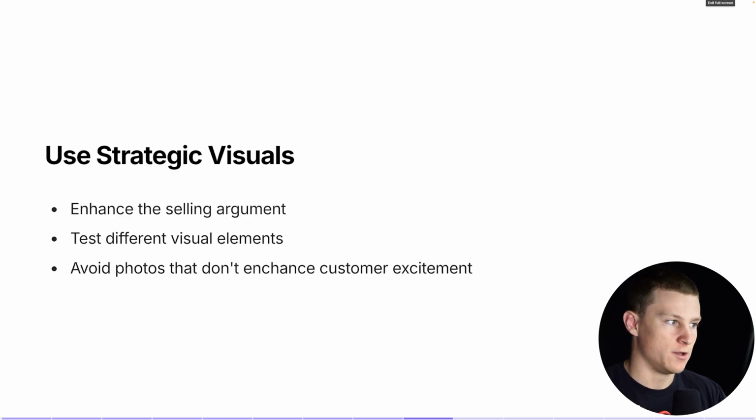Talked about this a little bit already. Enhance the selling argument, test different visual elements, avoid photos that don't enhance customer excitement. So like I said, if someone's wearing your swimwear in a studio with a white background and you're advertising that photo, don't do that. Don't be dumb. Advertise someone on the beach wearing your swimwear, having fun, has a smile on their face, and is enjoying what they're doing, and you'll see a lot more results come from that photo versus the one in the studio.